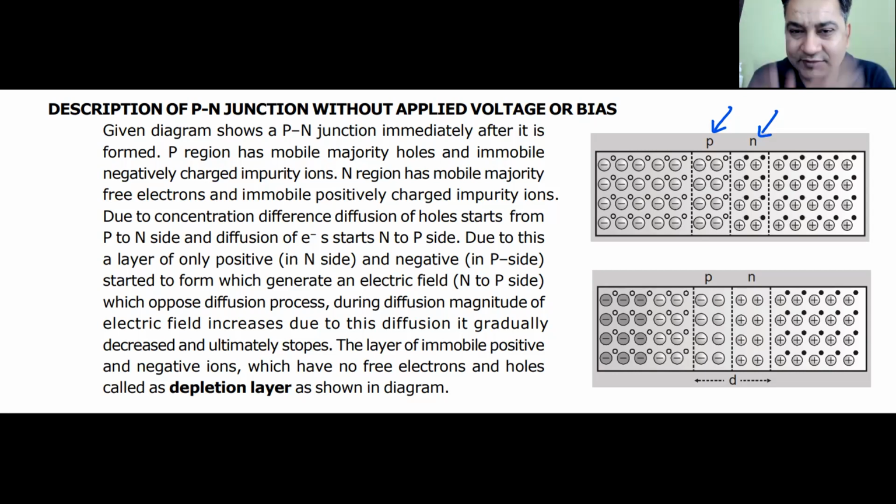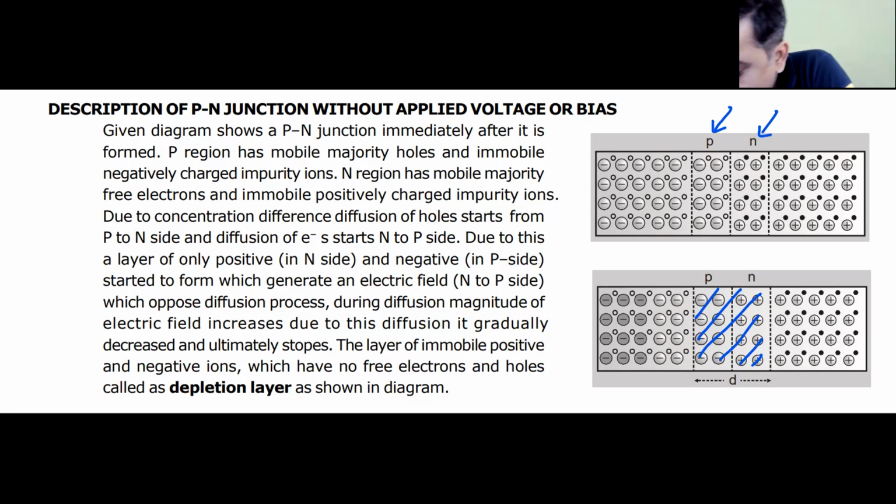Now, when you combine this, what will happen? Some electrons will travel from right to left. Some holes will travel from left to right. And in between this space, what you see here is they will overlap each other. Do you see this? Yes, sir. Some electrons have come on this side and some holes have gone on this side. Do we understand this?